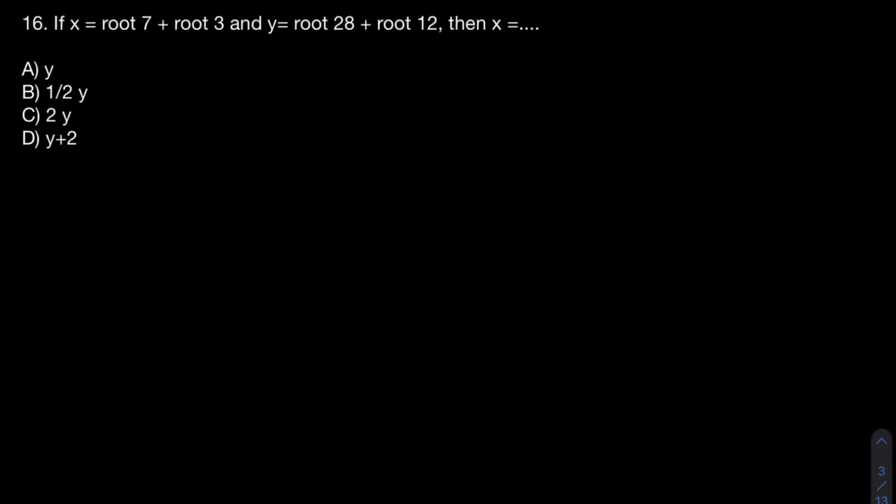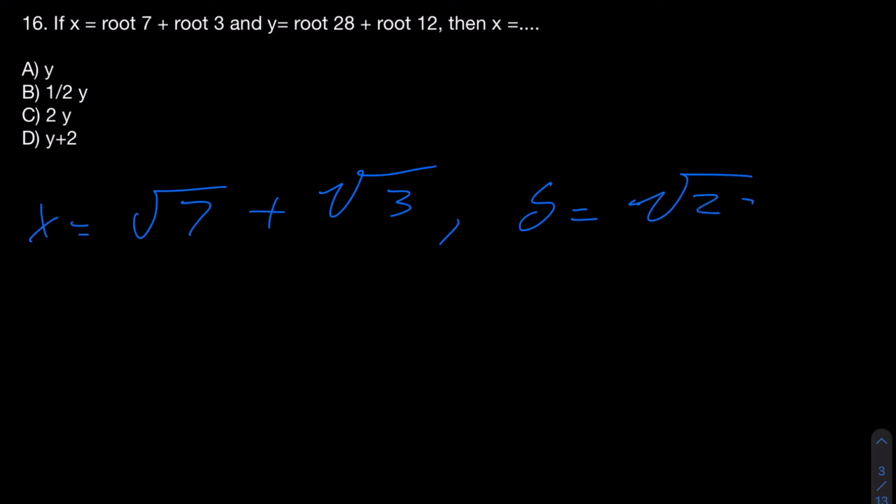Alright, question 16. It says, if x is equal to root 7 plus root 3, and y is equal to root 28 plus root 12, then x is what? Is it y? So is it, for example, equal to y, or half of y, or 2 multiplied by y, or y plus 2? Okay, so this question is fairly difficult to some people.